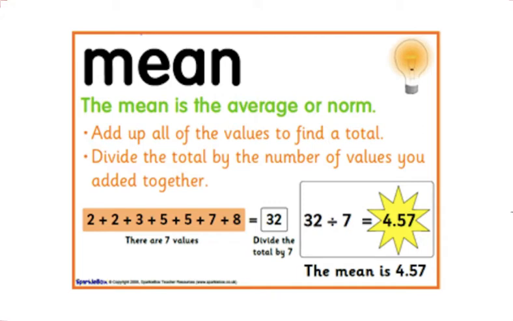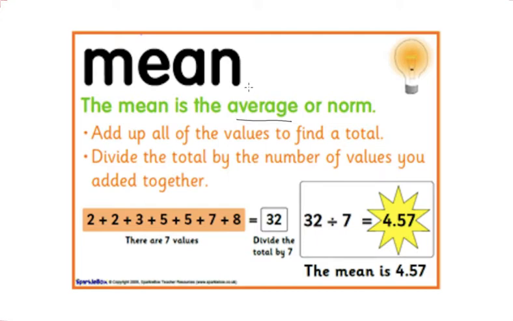Okay, now mean is essentially another word for average. Most of you would know the word average. Well, in maths we use the word mean, okay? And if you're a fan of football, you might have heard about the average number of goals scored per game. So maybe Mo Salah scores 1 goal per game on average.